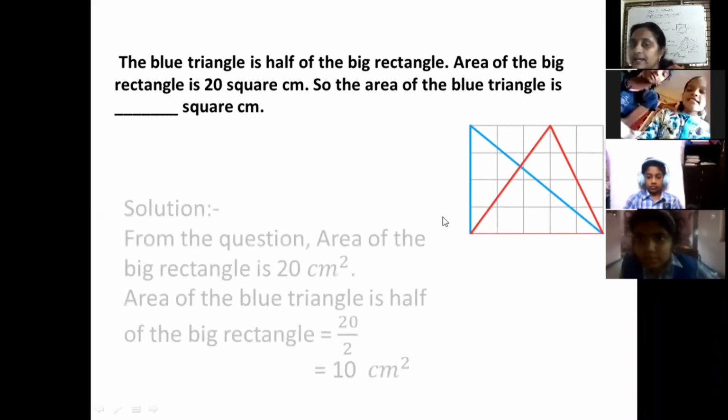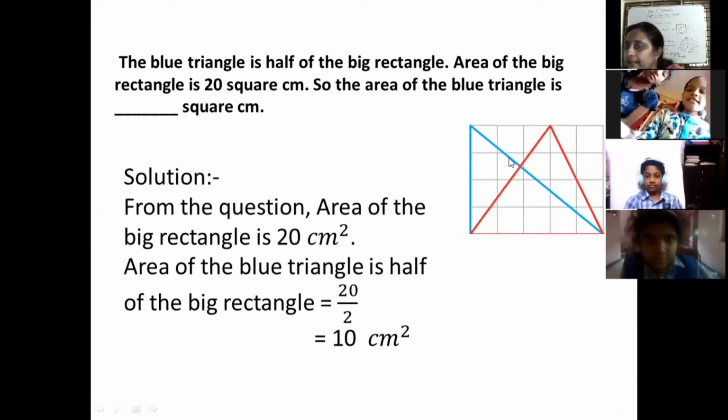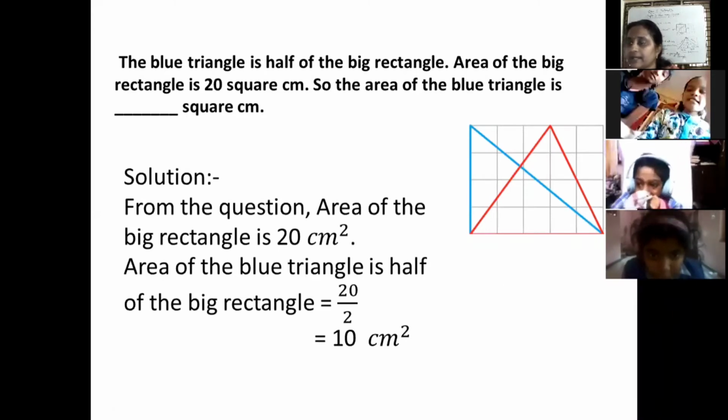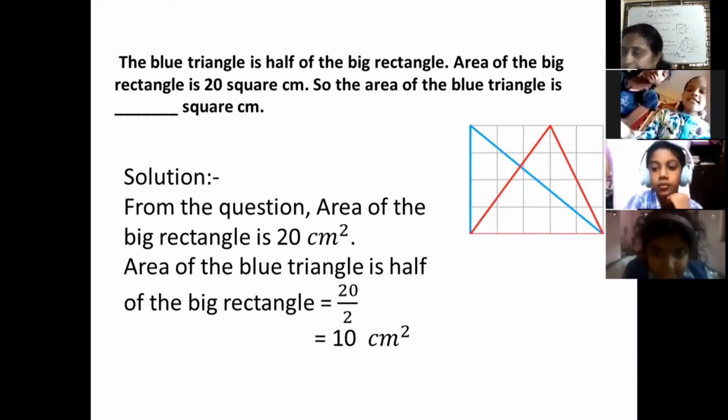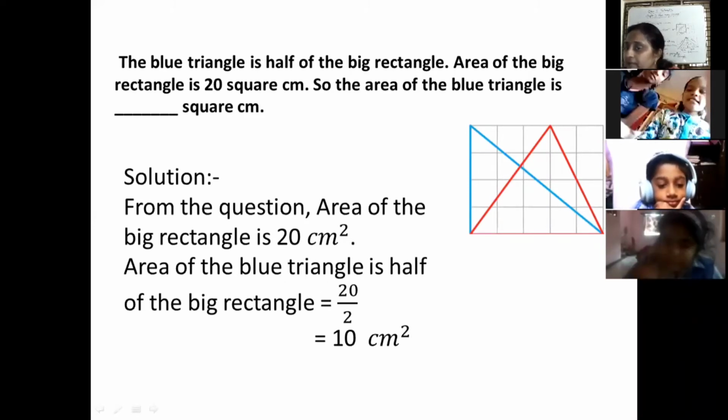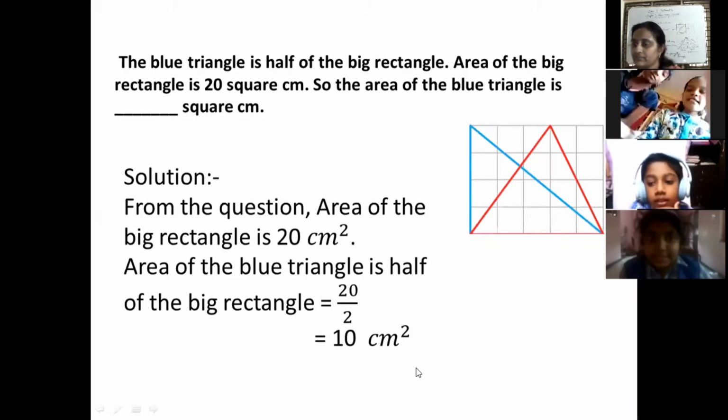So, it is given clearly. Area of the big rectangle is 20 square centimeters. And it is given that the blue triangle is half of the area of the rectangle. Half of 20 means what? 10. So, the area of blue triangle will become 10 square centimeters. Sorry, 10 square units.